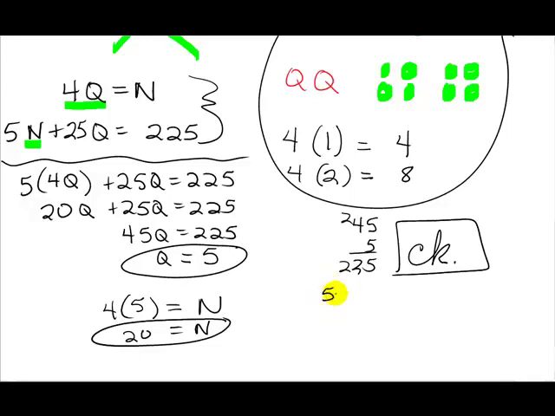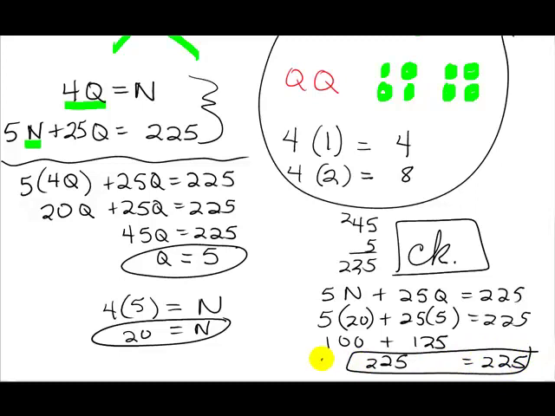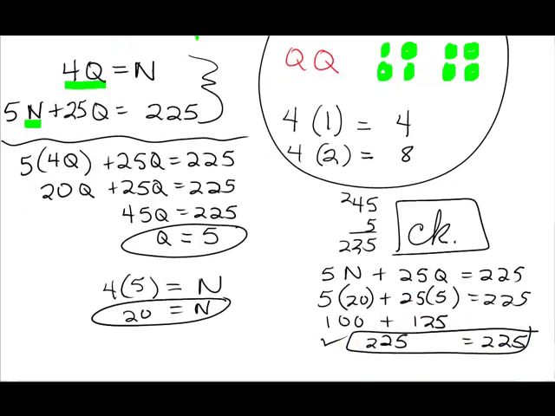So I want to check in 5N. And then we'll come through and say 5 times 20. And the quarters was 5. That's 100. That's 125. Add them together. 225 on the left, 225 on the right. And this checks out. Okay?